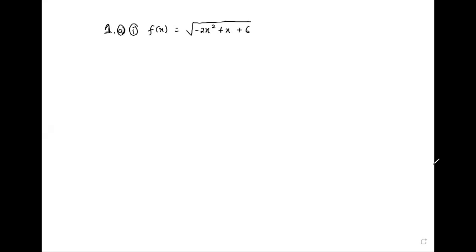Now, the domain of every root, we want the inside of the root to be greater or equal to 0. Always, whatever is inside the root must be greater or equal to 0, because we don't allow a negative in the root. So now this whole thing inside should be greater or equal to 0. So then, well, this is a quadratic. We start by equating it to 0.